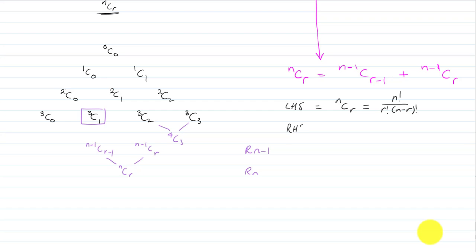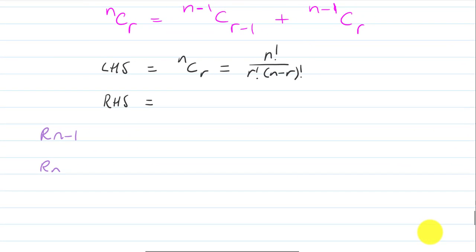And then we're going to work on the right-hand side. So this is going to take a little bit of complex simplification, and we'll need a bit of space for this. So let's go. n minus 1 C r minus 1. And then we need to add to that n minus 1 C r.